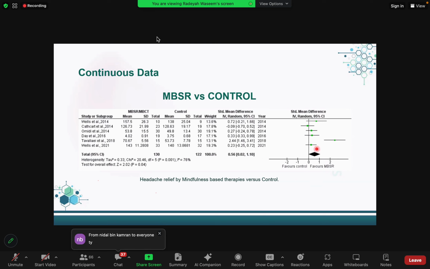Fatima, for association again, see on which side the diamond is lying. It lies on the side favoring MBSR. And if you do not have the labels, then interpret the mean difference. This mean difference is positive. It is 0.56, plus 0.56, right? If your mean difference is positive, that means your intervention is increasing the outcome, okay? So in this case, your intervention is increasing the headache relief. That is how we interpret the association, and the significance by the p-value. So it is a significant association.